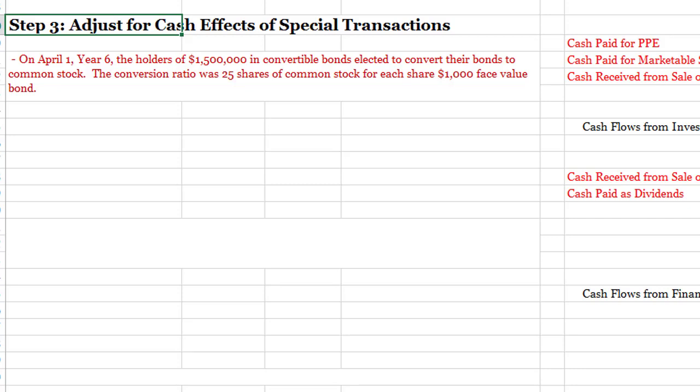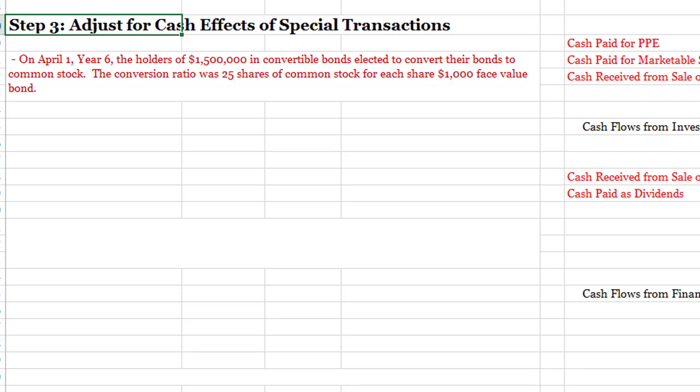On April 1st, year 6, the holders of $1.5 million worth of convertible bonds decided to convert. The conversion ratio was 25 shares of common stock for each $1,000 bond. And we want to know what the cash flow effect is of this transaction.